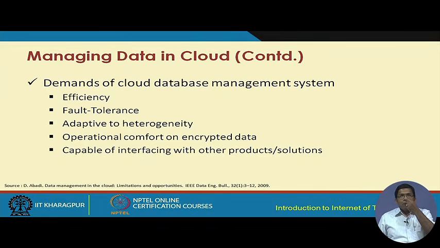The demands of a cloud database management system include efficiency, fault tolerance, adaptivity to heterogeneity, operational comfort on encrypted data, and the capability of interfacing with different products and solutions. This is quite explicit and understandable, so we do not need to dig into each of these in further detail.